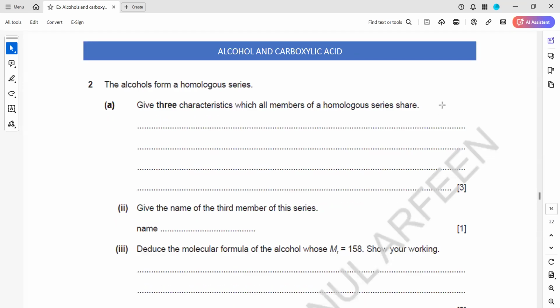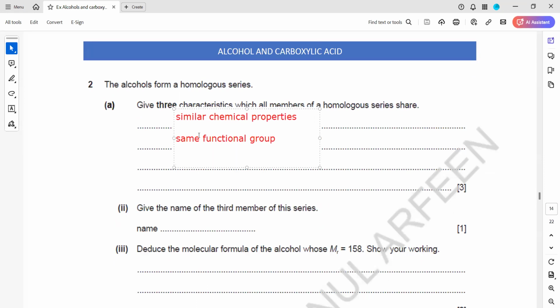In question 2, they're related to alcohols and the carboxylic acid, three characteristics of a homologous series. So what are the three characteristics? The same question. They have similar chemical properties. They have the same functional group, and the same method of preparation. Each member differs by CH2. So these are some properties of a homologous series.